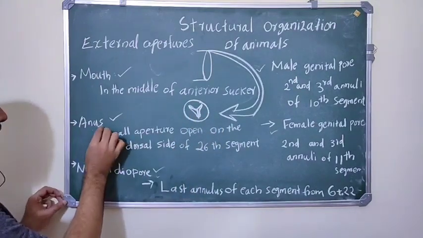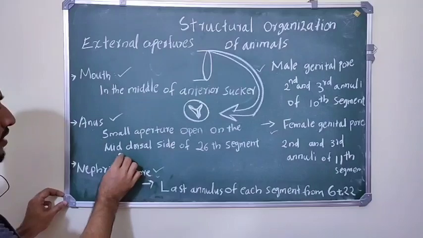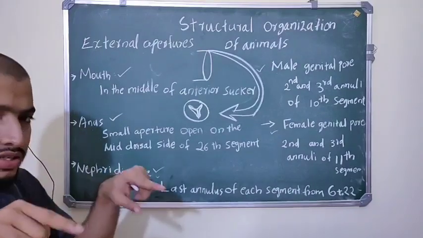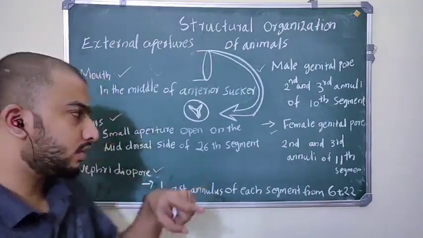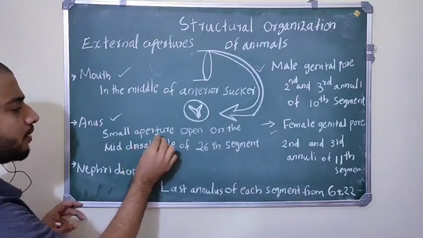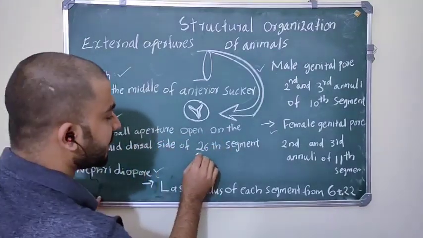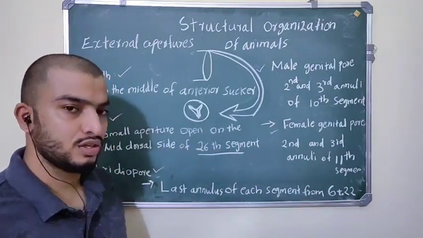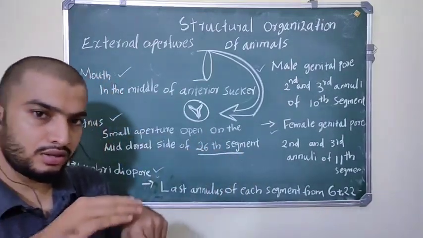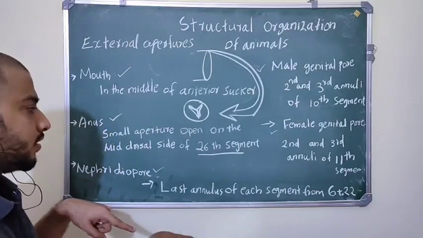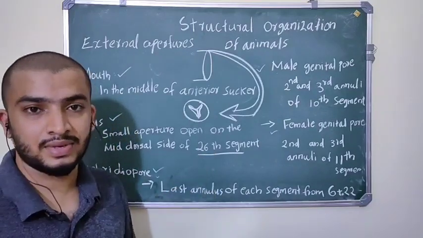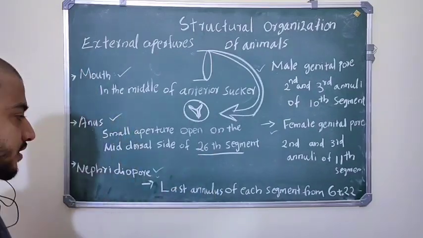The next opening is the anus. On the dorsal side, you know what the dorsal side is? The upper side. On the dorsal side, there is a small aperture, at the mid-dorsal side of the 26th segment of the leech. So the anus is present on the mid-dorsal side of the 26th segment.